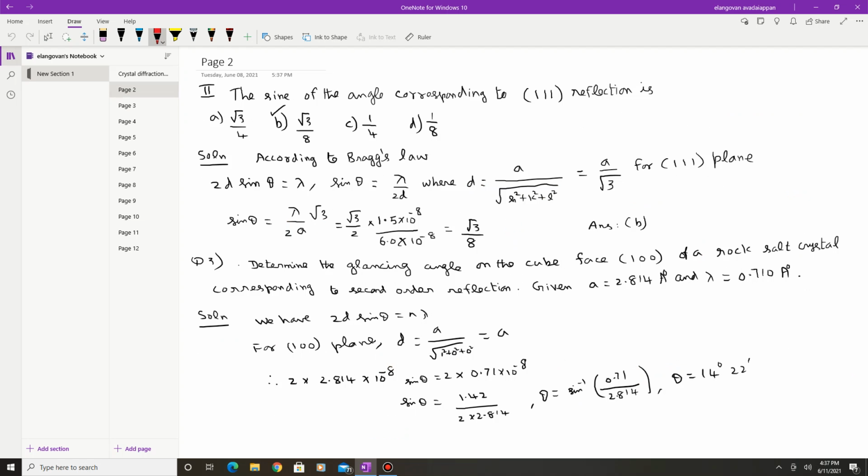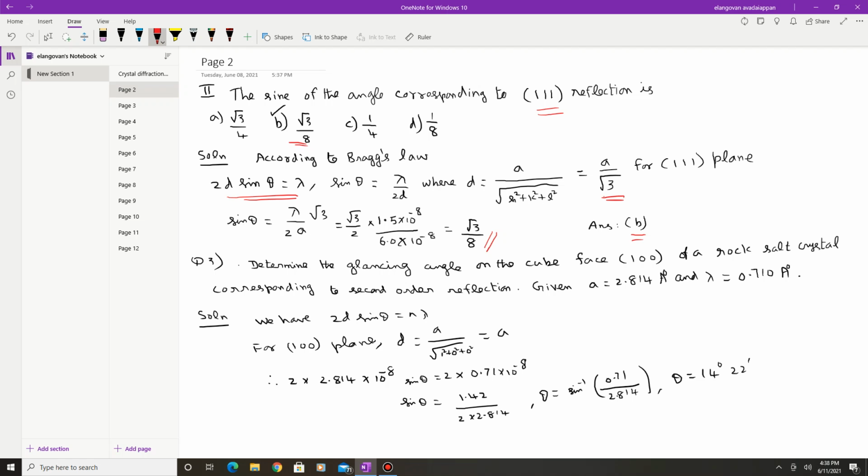Then for the same problem, the second part: the sine of the angle corresponding to 111 reflection is. There are 4 options given: root 3 by 4, root 3 by 8, 1 by 4, 1 by 8. Now again you have to take the Bragg's law. 2d sin theta is equal to lambda. Sin theta is equal to lambda by 2d. Since it is a cubical system, the interplanar distance is a divided by square root of h square plus k square plus l square, and since hkl values are 1 1 1, this is root 3 for the 111 plane. So if you substitute, you will get sin theta is equal to lambda by 2a root 3, and a and lambda values are given. Once you find the sin theta value, it is found to be root 3 by 8. So option B is the correct one.